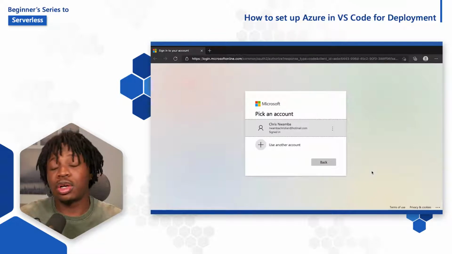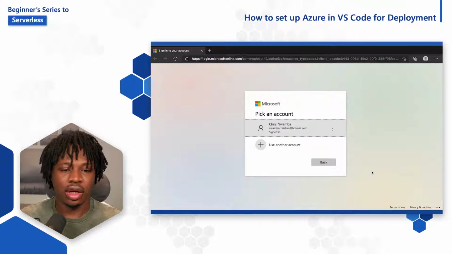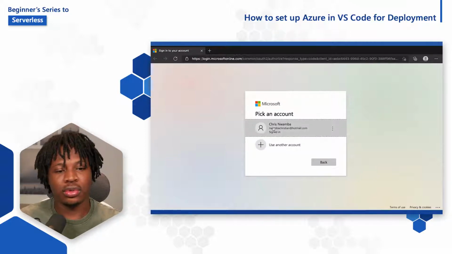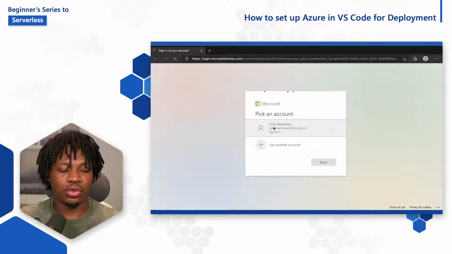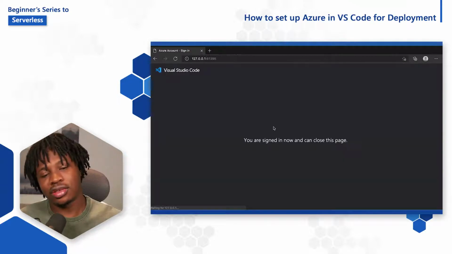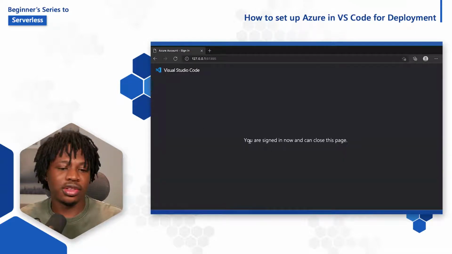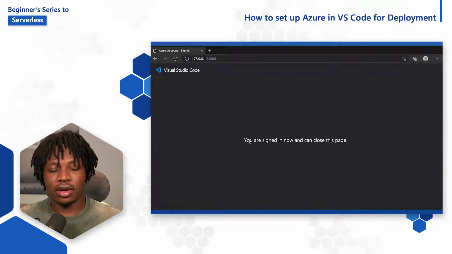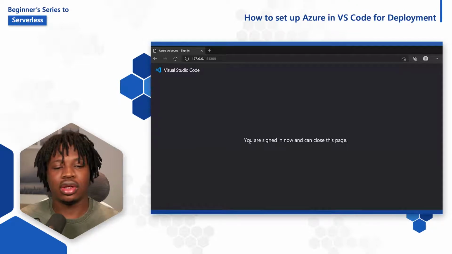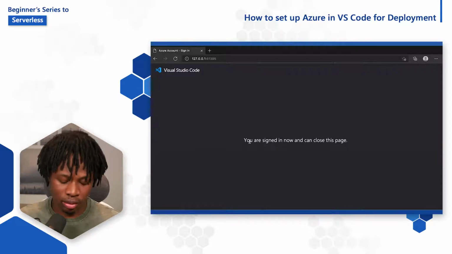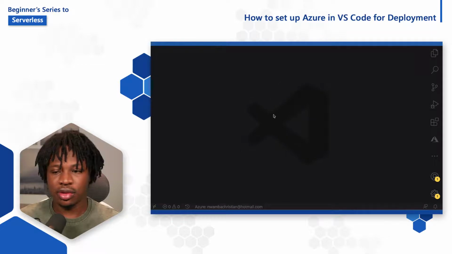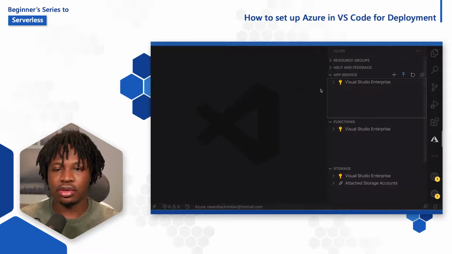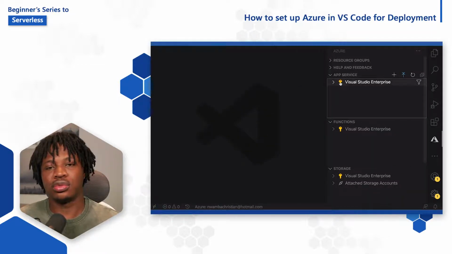Once you hit enter on Azure Sign In, you'll be redirected to the Azure portal to give consent to Visual Studio Code. Just select the account you want to give Visual Studio Code access to, and then you will be notified that you've been signed into Visual Studio Code, and you can close the browser tab. Now, if you head back to VS Code and click on the Azure icon, you should see that your subscriptions are listed right here.